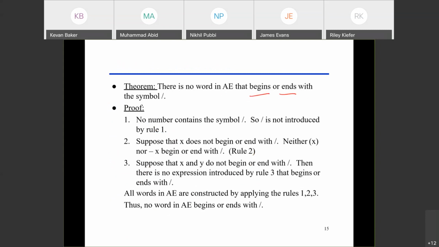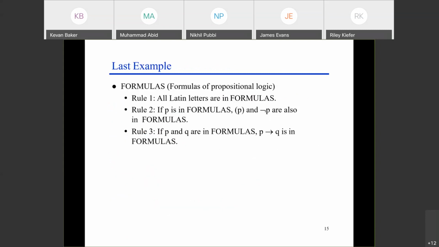And then you are saying formulas of propositional logic. So rule 1, all. So how do we generate the formulas? Can we define the recursive definition of the formulas? So we need to see this. So we are saying that all Latin letters and the Greek letters, all these letters are in formulas. This is my rule 1.